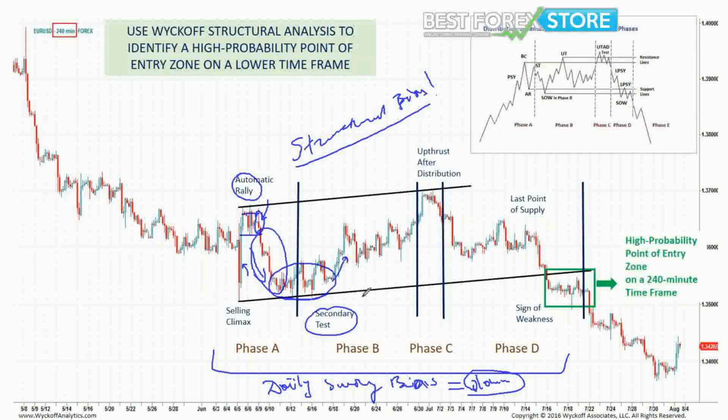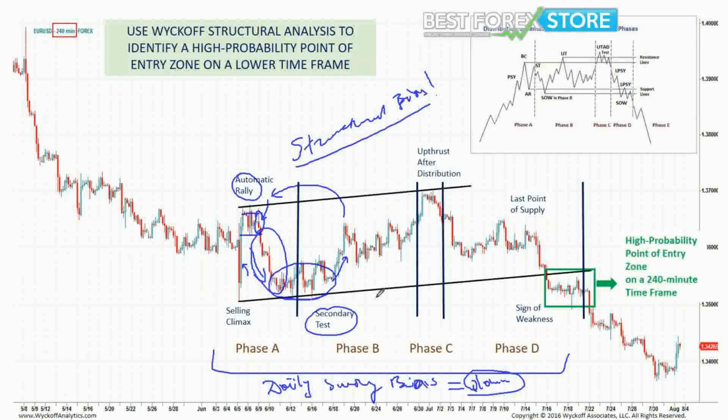Up. Up, yeah. So we have this mix, right? Structural is up because we experienced a secondary test in B, and we are waiting for the test of the automatic rally, and yet the daily swing is down. So here you could have a different sizing. You could have half a size of the position in the opposite direction of the daily swing bias.